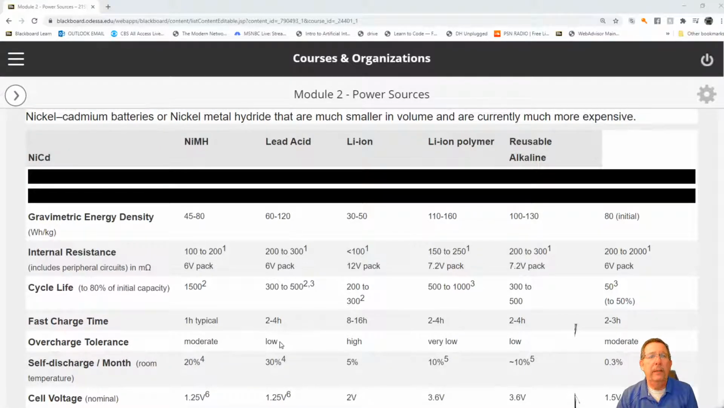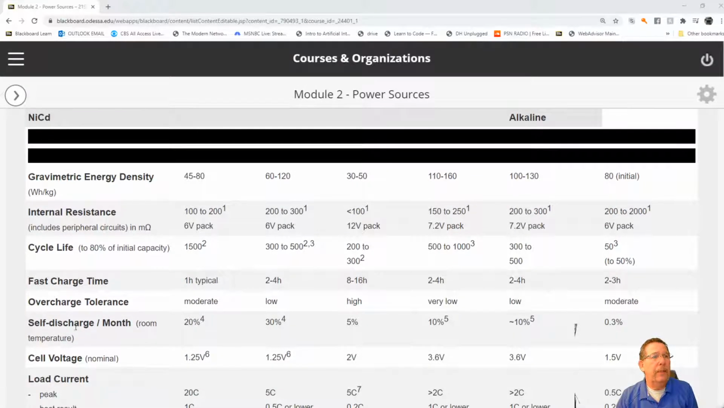It's not bad. Lead acid batteries, you can throw them on a charger, and usually what will happen to lead acid is you'll boil the water out, right? Lithium ion is not so. Lithium ion, the tolerance is really high. It can accept overcharge. But anyway, the self-discharge per month, that's pretty cool.